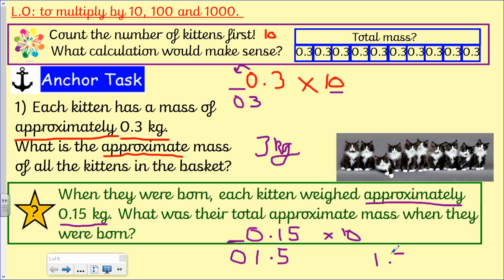I can write it out without that 0 at the front in the tens column. We don't need that. And again, it's not 1.5 hippos. It's 1.5 kilograms.